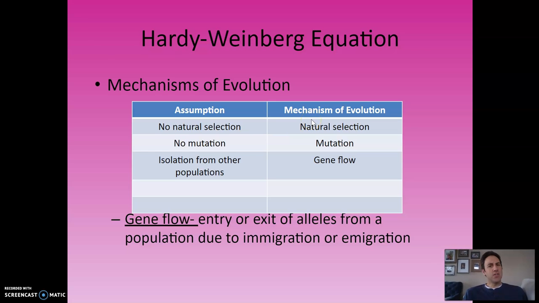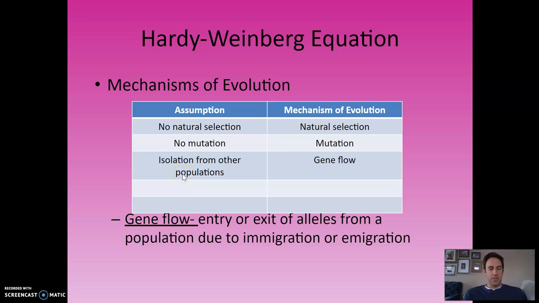And then, in a major shocker plot twist, we realize that natural selection is not the only mechanism of evolution. Our second assumption is no mutation, and so our mechanism of evolution would be mutation, because just like natural selection changes gene frequencies over generations, making certain traits more common or less common, so too can mutation change gene frequencies by creating new alleles or sort of disrupting older ones.